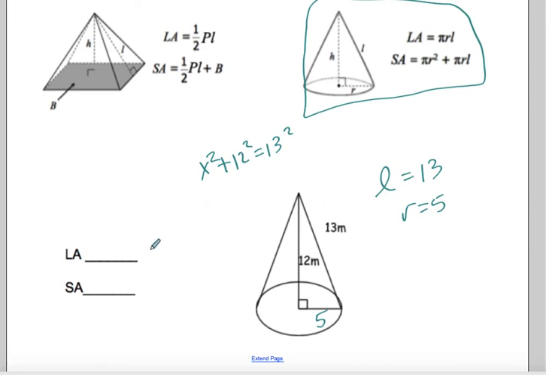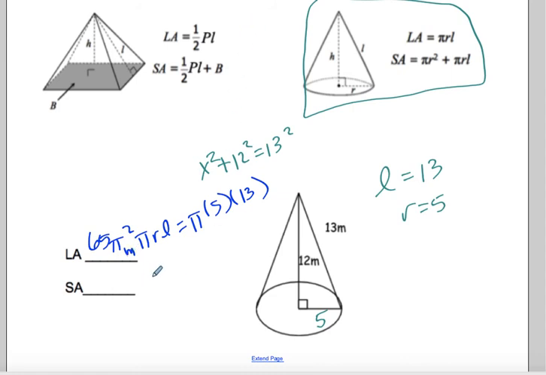So for the lateral, we want pi RL, which is going to be pi times 5 times 13. 5 times 13 is 65, so 65 pi meters squared would be the exact lateral area. And if you wanted to round this, you would get like 204.2 meters squared. So just watch for if they want it in terms of pi or if they want a rounded version of an answer.